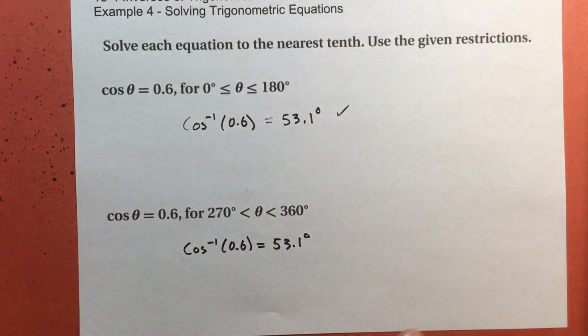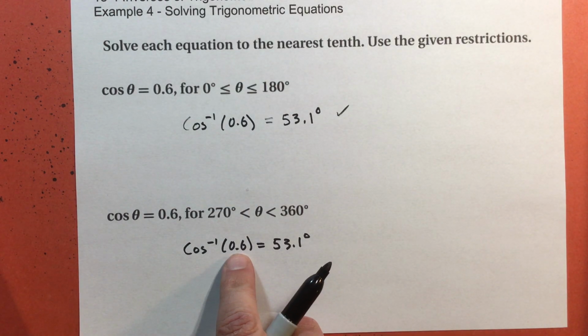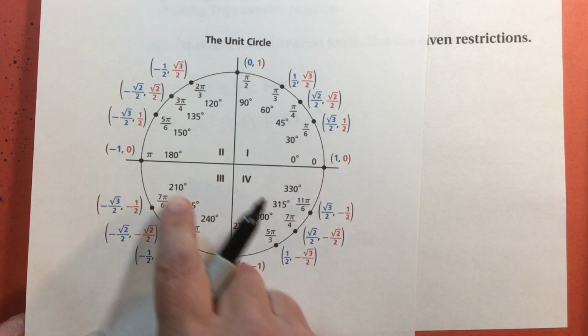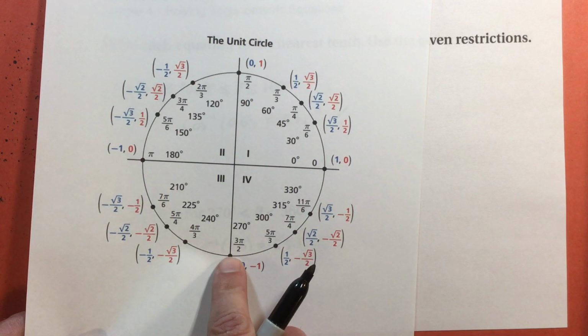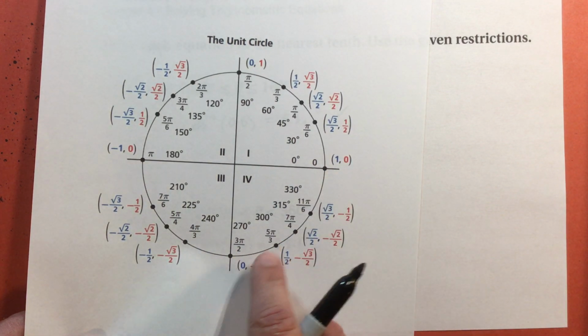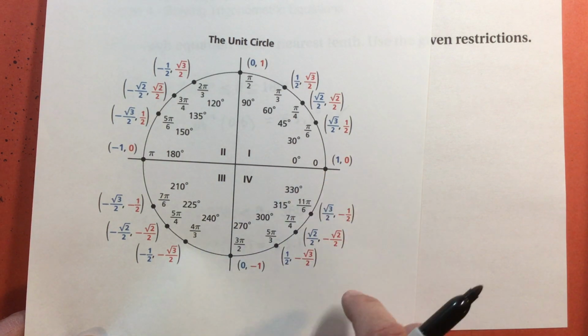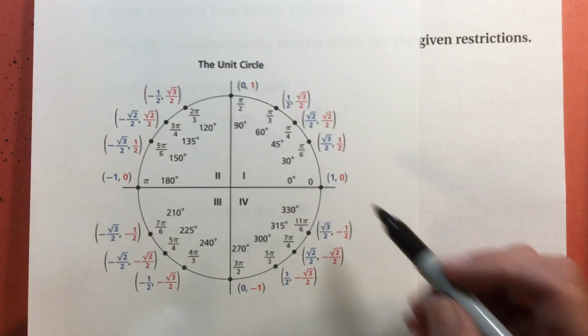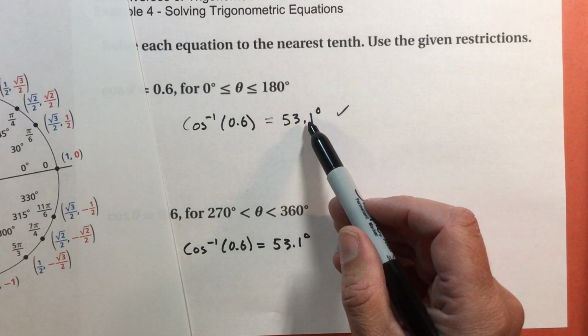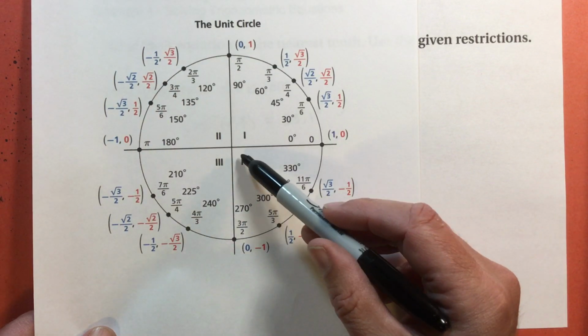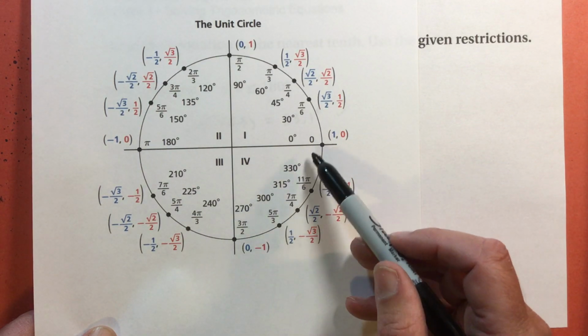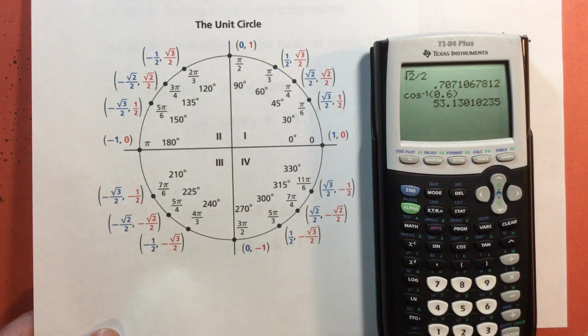Well, notice that the cosine goes with the x, so I'm going to get a positive x value. Positive x is over on the right. The angle of rotation is going to go from 270 to 360. And since my reference angle is 53 degrees, I need to find out what angle between 270 and 360 has a reference angle of 53 degrees. So I'm going to take 360 and subtract that answer.